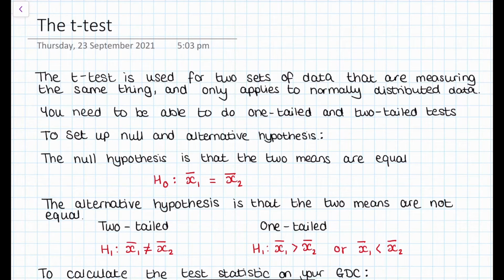This video is on the t-test. The t-test is used for two sets of data that are measuring the same thing and only applies to normally distributed data. You need to be able to do a one-tailed and two-tailed tests in the IB for the AISL course.